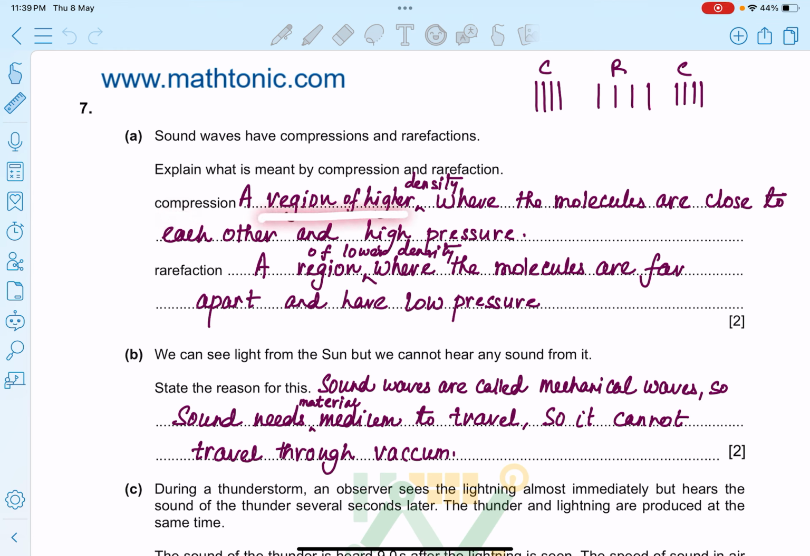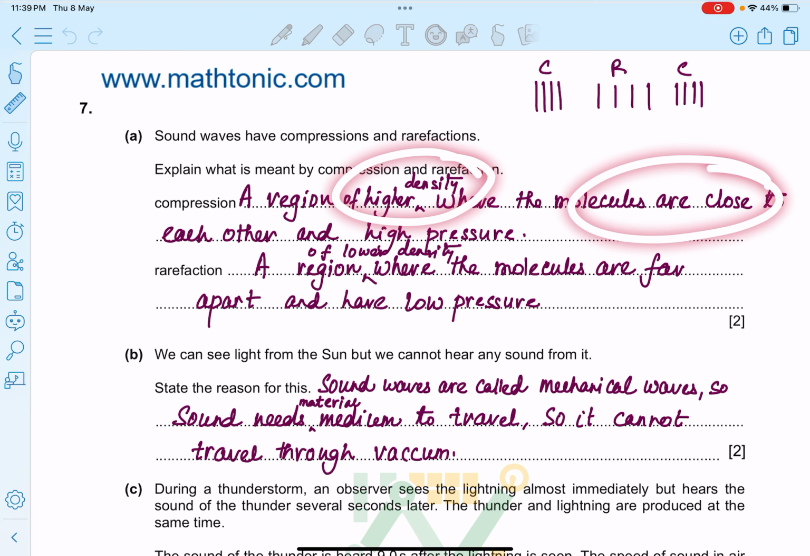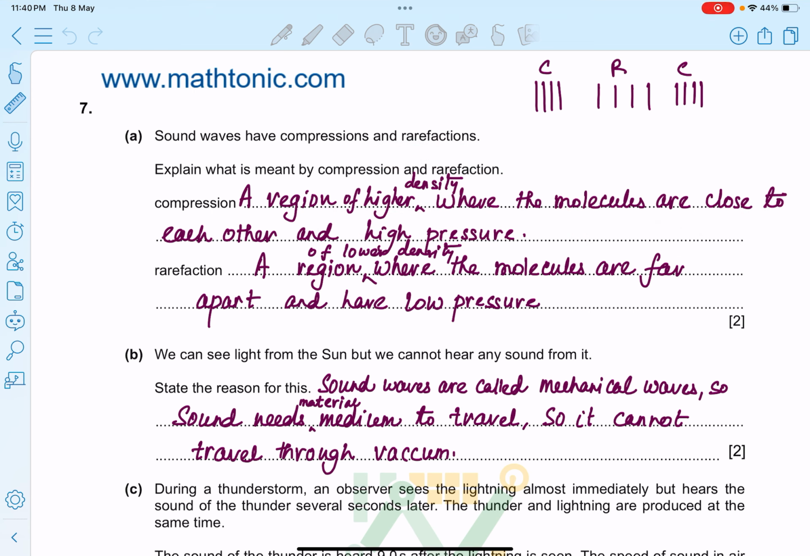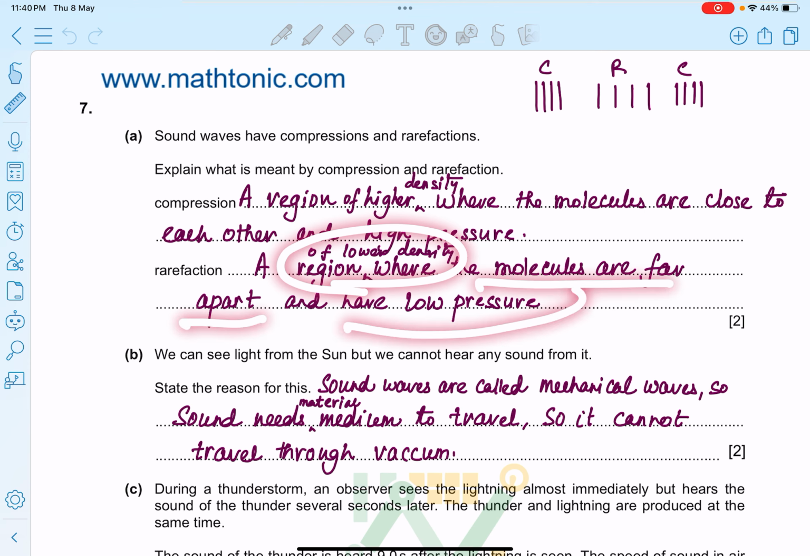Compression is the region of higher density where molecules are close to each other, and definitely they have high pressure. Be careful, remember this one. So compression means higher density, the molecules are close to each other, and high pressure. Rarefaction is a region of lower density where molecules are far apart and have low pressure.